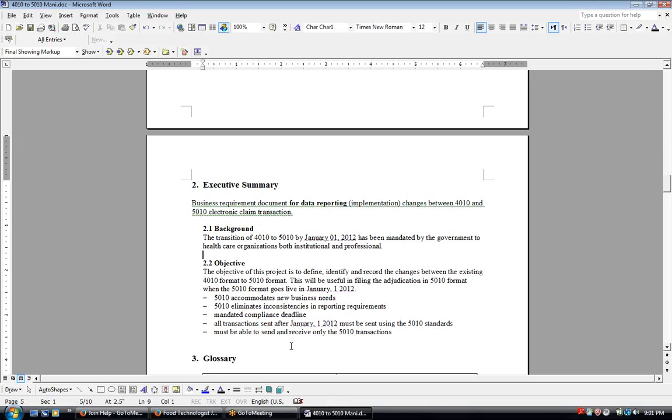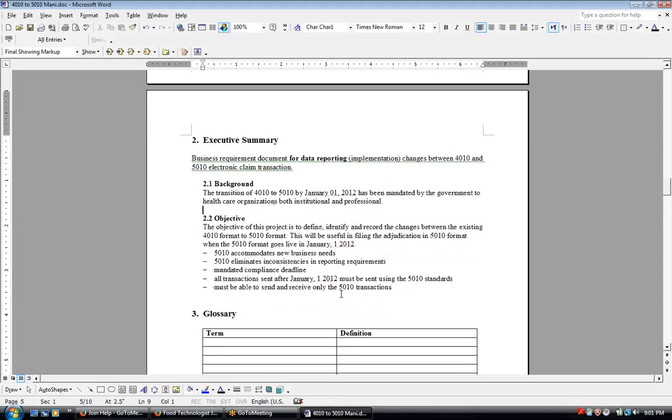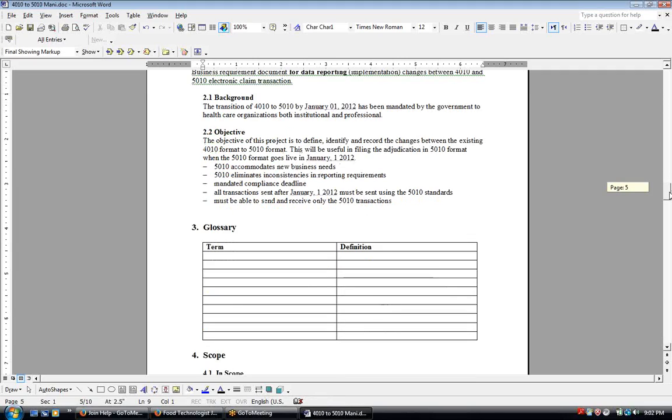And this project is of value because after the deadline, the system would not accept 4010 any longer. It has to be converted and sent through 5010, and that is the only way. It would be industry-wide, I believe, and it must be able to send and receive only. That's the point on why we are doing the conversion and why we are working on 5010 so aggressively. Absolutely correct. So far so good.